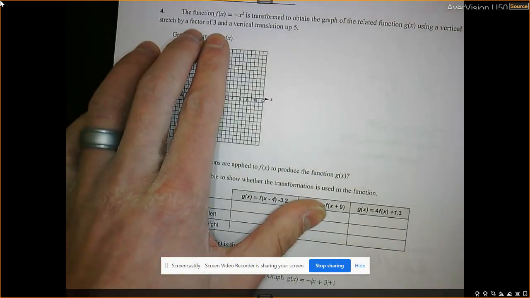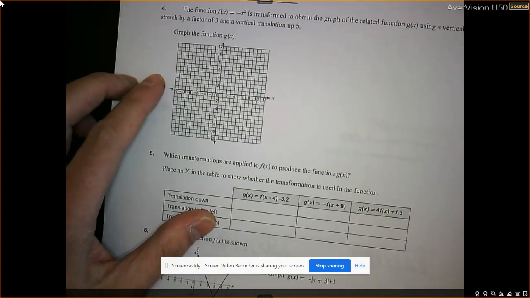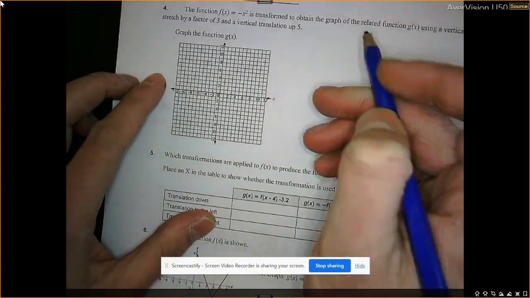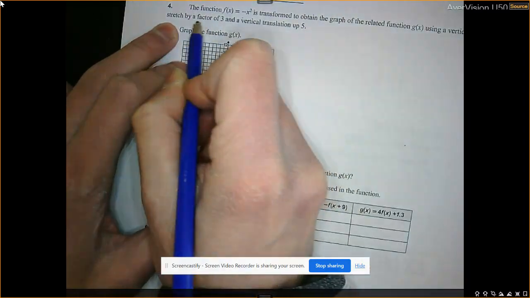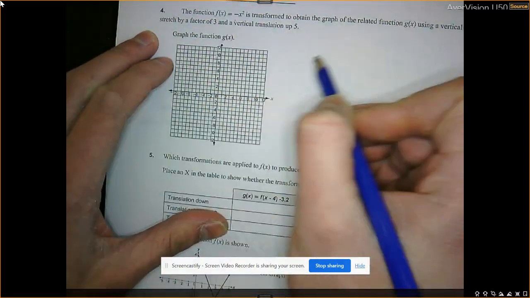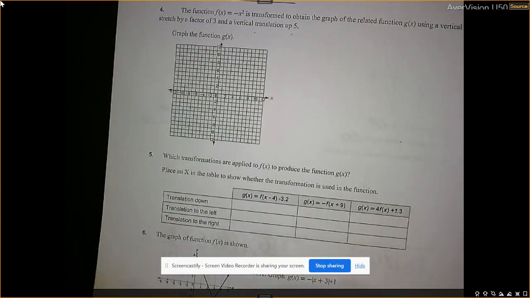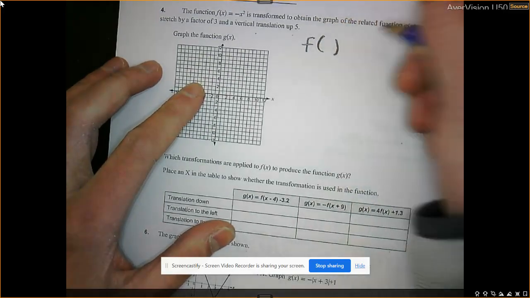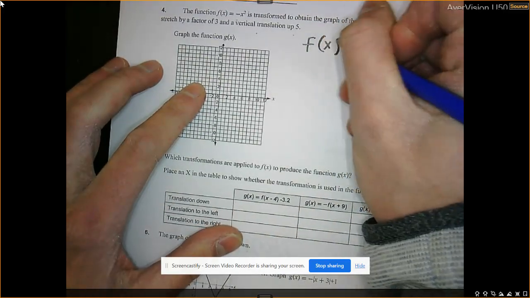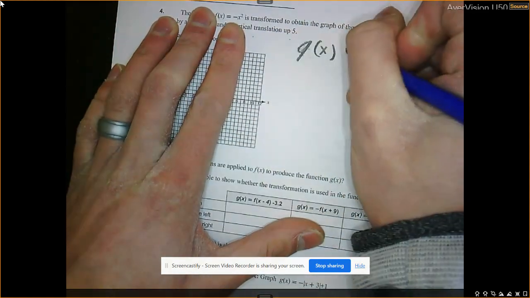Okay, here in number 4, we're given a function, negative x squared. It's being transformed to obtain the graph of the related function g of x using a vertical stretch factor of 3 and a vertical translation up 5. So what's our new function going to look like then? That's probably what we should figure out, and I guess they're calling it g of x, so I should call it g of x.